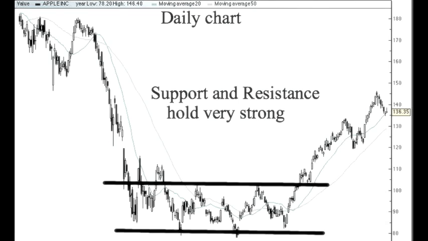Support and resistance is a key component in my trading method. When used in conjunction with volume, price divergence, and momentum, we can have a pretty clear understanding of how price is going to behave.